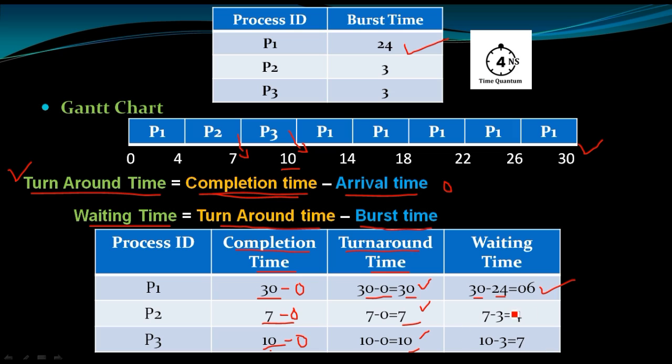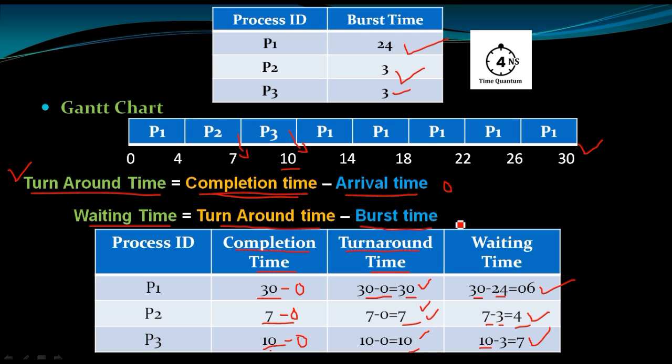Similarly 7 minus 0, that is 7, 7 is the turnaround time, 7 minus 3, so this 3 is the burst time, equals 4, 4 is the waiting time. Next P3 has 3 nanoseconds of burst time, so the turnaround time is 10, 10 minus 3 is 7, 7 is the waiting time. Even from the Gantt chart we can understand how much time these processes are waiting.